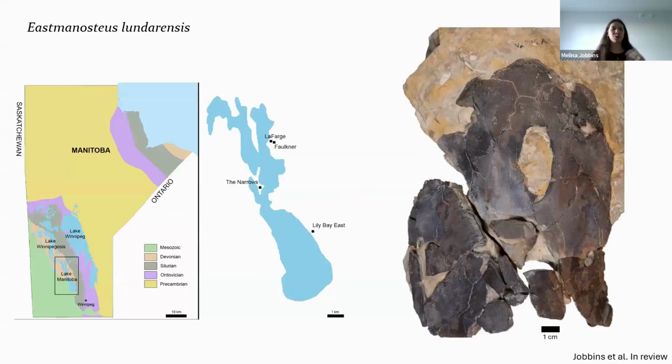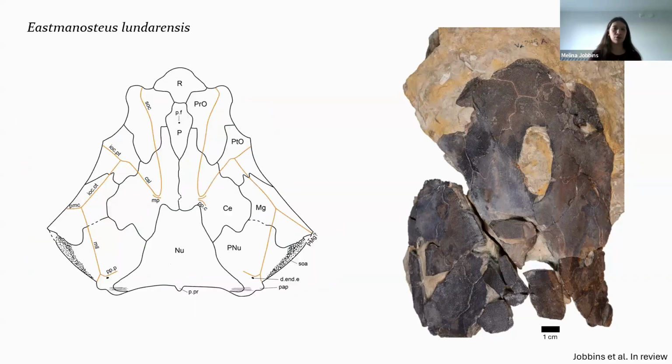So just to show you a little bit, I'm not going to describe the skulls or anything of the animals, but this is the holotype of Eastmanosteus lundarensis, which was found here in Manitoba, next to Lake Manitoba. And you can see it here on the map on the left. And we found specimens in 4 different quarries. So you have the skull here from dorsal view, but I'm giving you a line drawing, so it's a little easier. So we have the different plates.